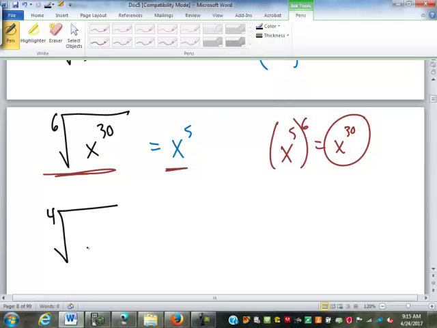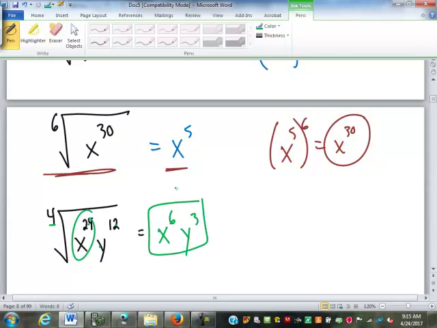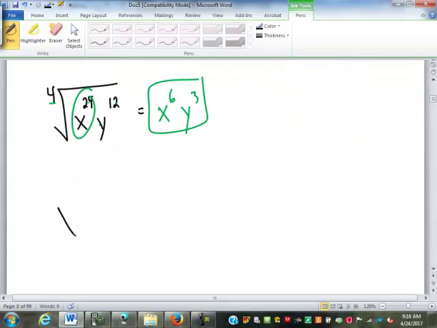So what is the fourth root of x to the 24th, y to the 12th? Well, what's the fourth root of x to the 24th? X to the 6. Good. 24 divided by 4 makes 6. And y to the third. Y to the 12th. 12 divided by 4 makes 3.